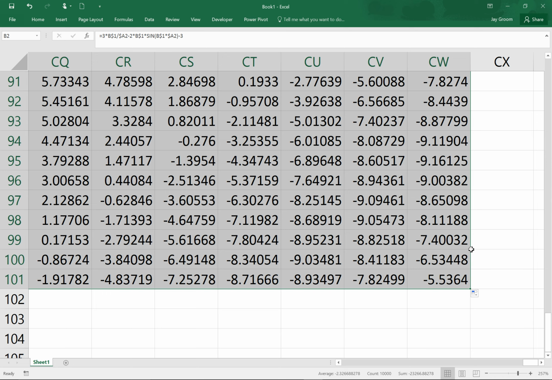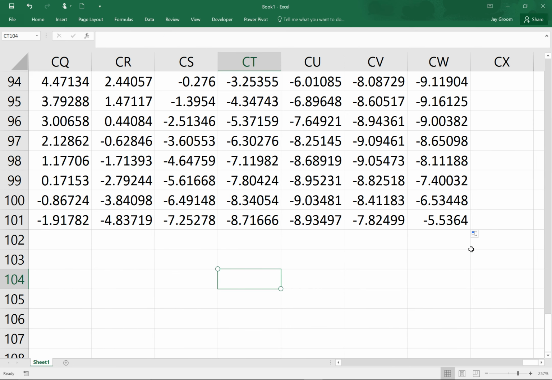Okay, now what do I do with all that mess? First of all, by the way, notice that a lot of them are negative, so that's probably why we have a negative. But what else? We're going to say equals the sum of B2 to CW101. Bam. And then what are we going to times that by? Delta x and delta y. But delta x times delta y form your delta area, which in this case would be 0.04 times.